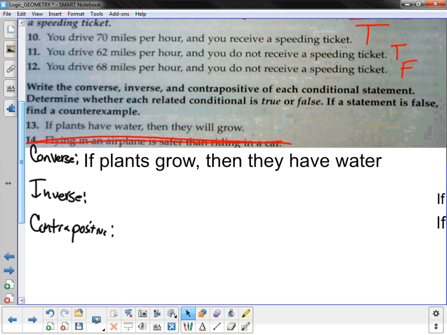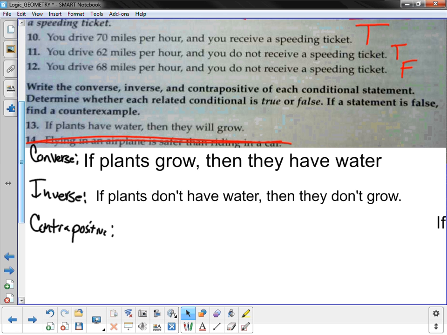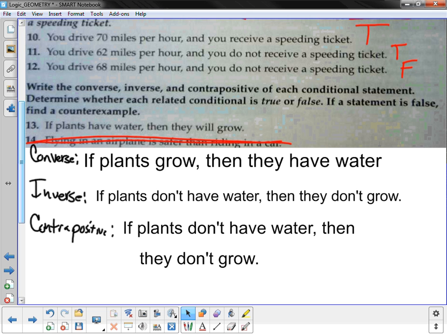Now the inverse says to negate both the hypothesis and conclusion of the original conditional statement. The original says plants do have water, so now I say they don't have water. Then the opposite of they will grow is that they will not grow. That would be its inverse. Now the contrapositive is combining these two. I'm going to take that inverse and do the converse of it, flip it around. So what I'm going to say is if plants don't grow, then they don't have water.